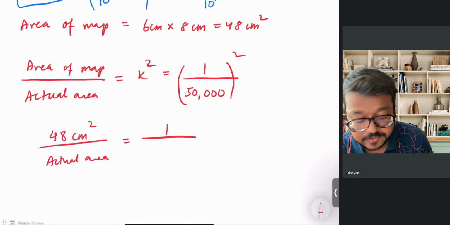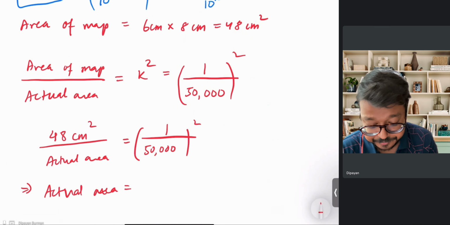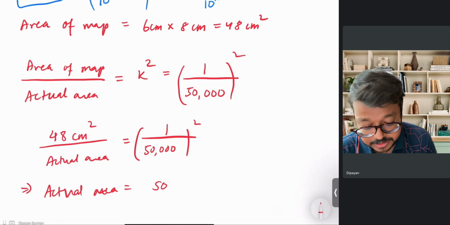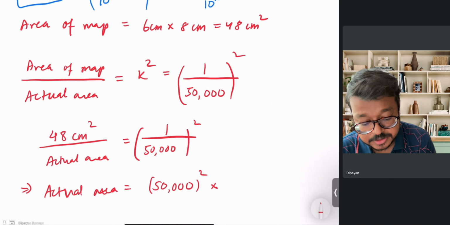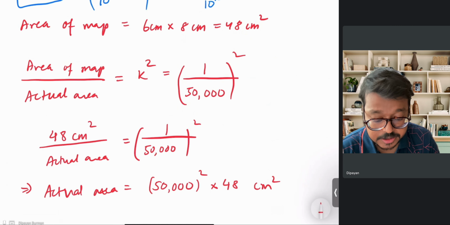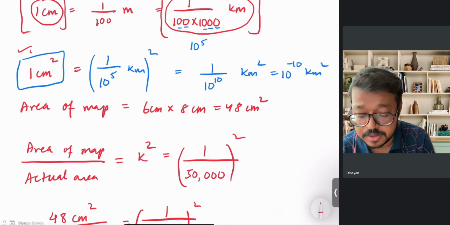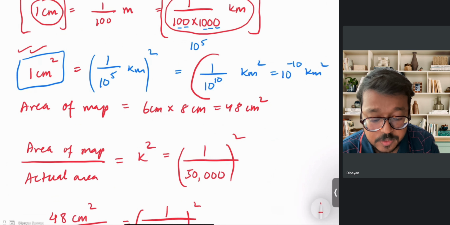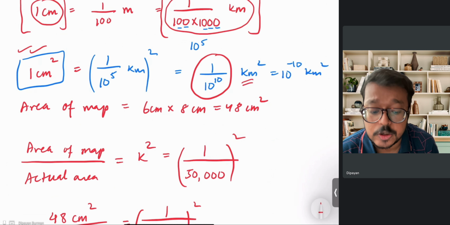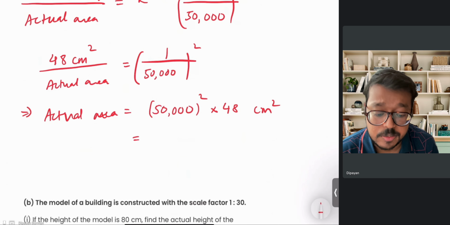This is equal to 1 by 50,000 square. So then the actual area is equal to, if I cross multiply, 50,000 square times 48 centimeter square. But I don't want centimeter square, I want kilometer square. So whatever value we have in centimeter square, if I divide with 10 to the power 10, I will get its equivalent in kilometer square. So this thing divided by 10 to the power 10 will give me kilometer square.